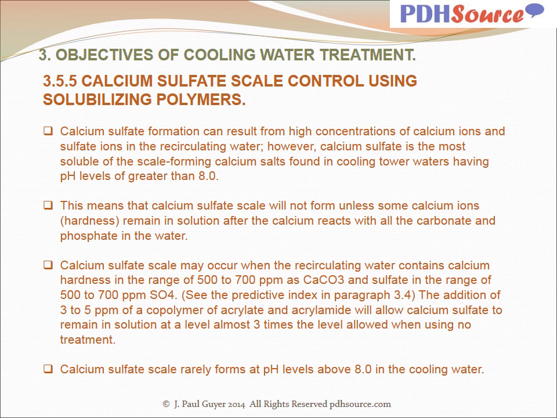Calcium sulfate scale may occur when the recirculating water contains calcium hardness in the range of 500 to 700 parts per million as calcium carbonate, and sulfate in the range of 500 to 700 parts per million sulfates. The addition of 3 to 5 parts per million of a copolymer of acrylate or acrylamide will allow calcium sulfate to remain in solution at a level almost 3 times the level allowed when using no treatment. Calcium sulfate scale rarely forms at pH levels above 8.0 in the cooling water.